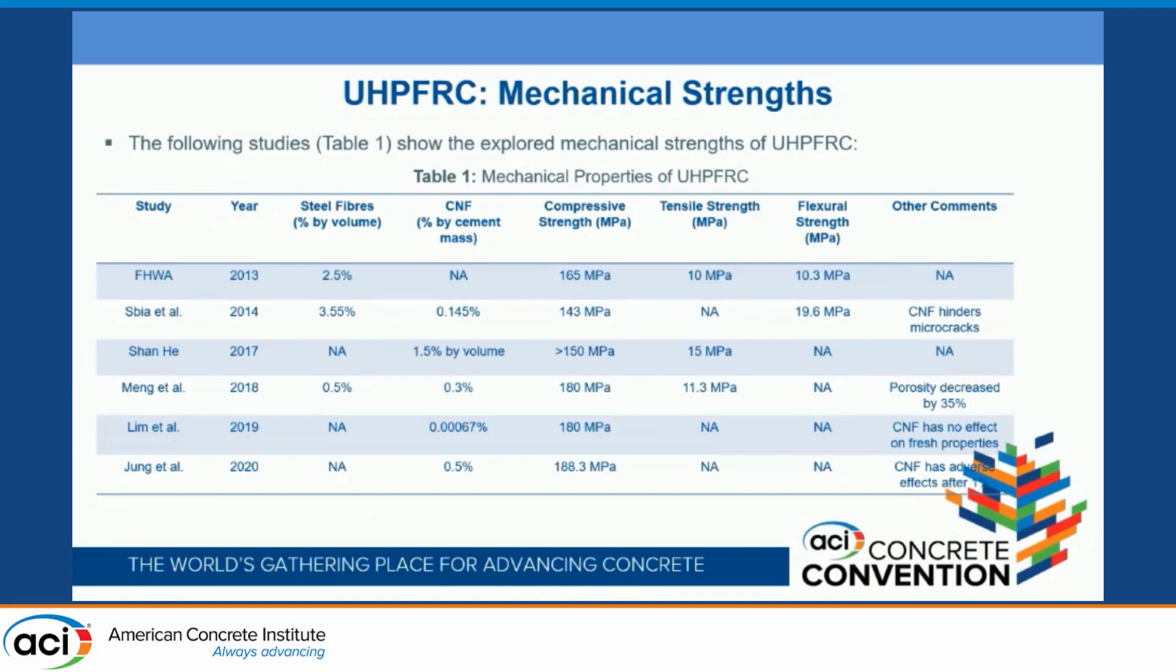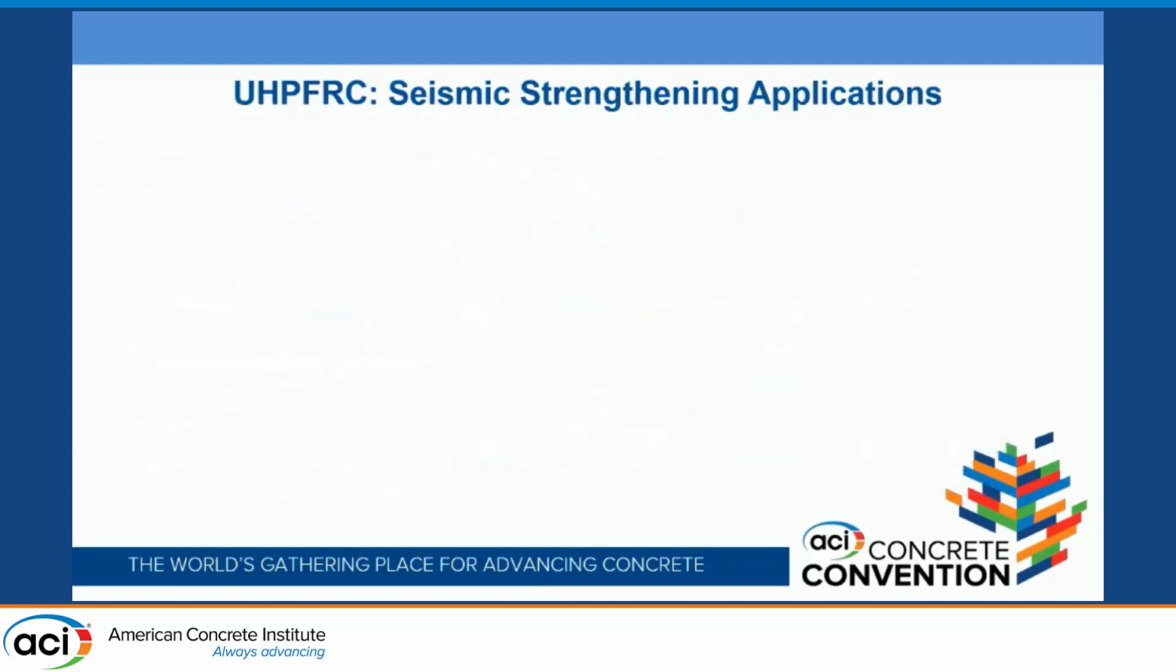So for those who did, they reported very interesting and important comments. For example, Lim in 2019 reported that the carbon nanofibers, or the nanofibers, have no effects on the fresh properties of the UHPC. However, Jung in 2020 made an interesting conclusion in which, if the CNF was added in a quantity more than 1% by cement mass, this will decrease the strength of the UHPC, whether compressive or tensile, because this will lead to declustering of the CNF, which will lead to more air voids in the UHPC. And that's why he recommended a value between 0.5 to 0.8% by cement mass.